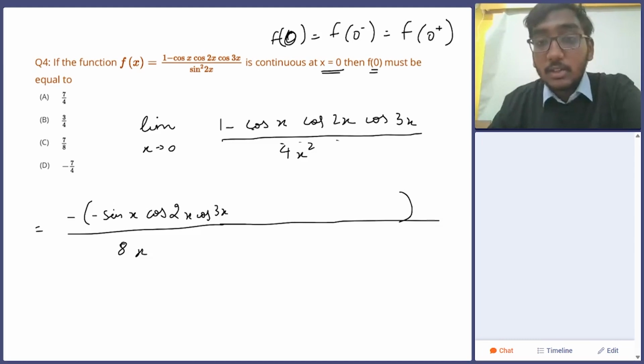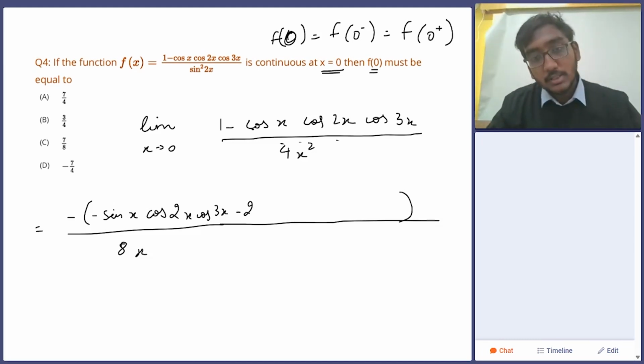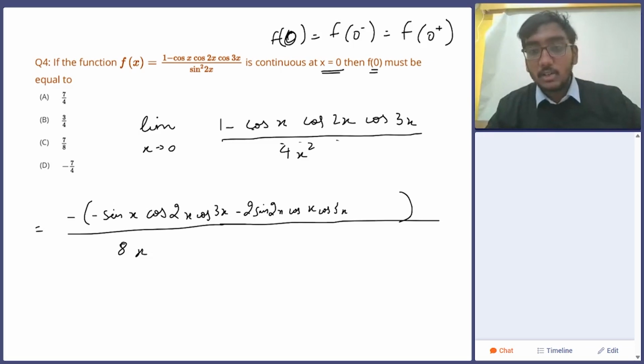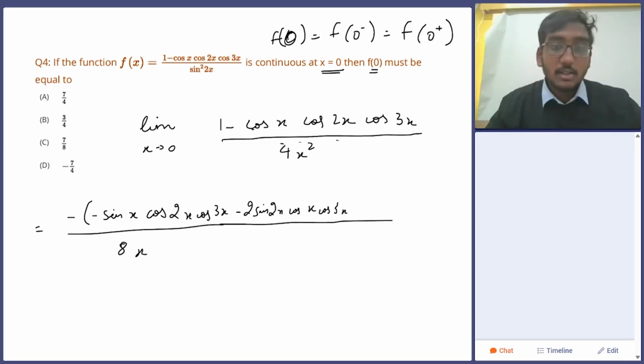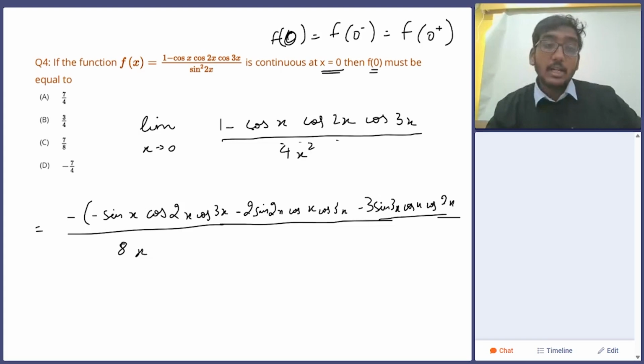Then cos x and cos 3x, we will treat as constants, and differentiate cos 2x. It will be minus 2 sin 2x, cos x, cos 3x, right? And cos x and cos 2x, we will treat as constants and differentiate cos 3x. What will you be getting? Minus 3 sin 3x, right? Minus 3 sin 3x into cos x, cos 2x, right? This is the value we will be getting, and the limit x tends to 0.